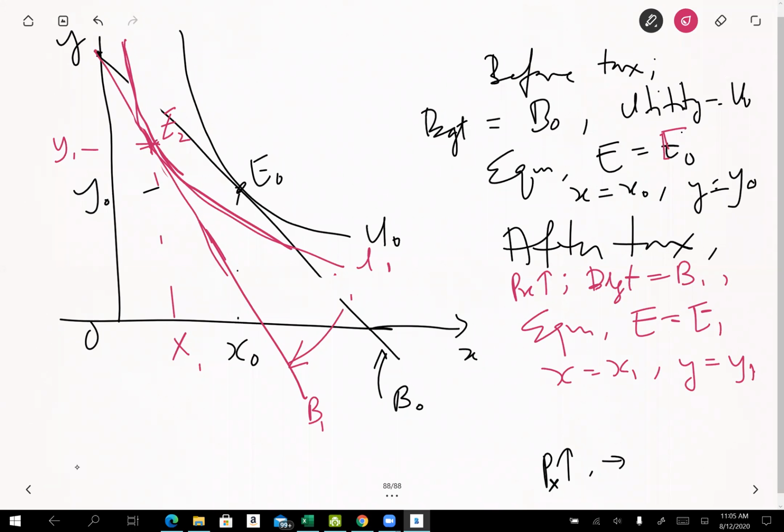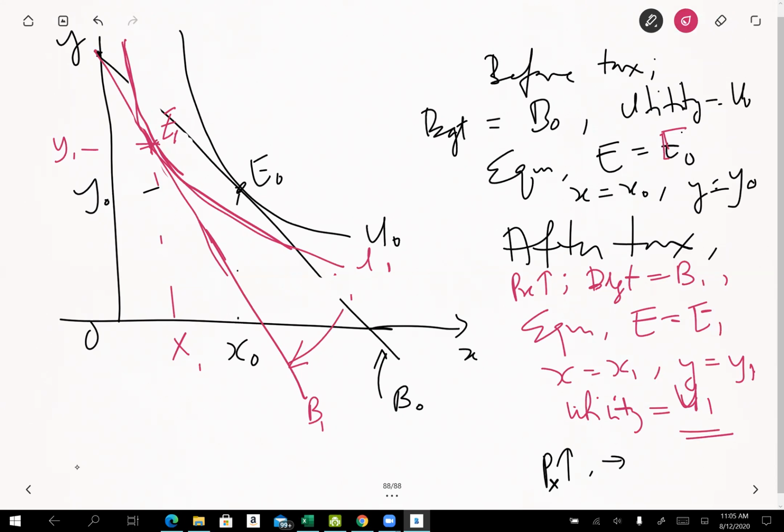All right. So you do the comparative statics. Ini E1 tau, bukan E2. Sorry, saya tulis E2. Patutnya E1 ya. Okay, that is E1. And then utility now is U1. Okay. All right.